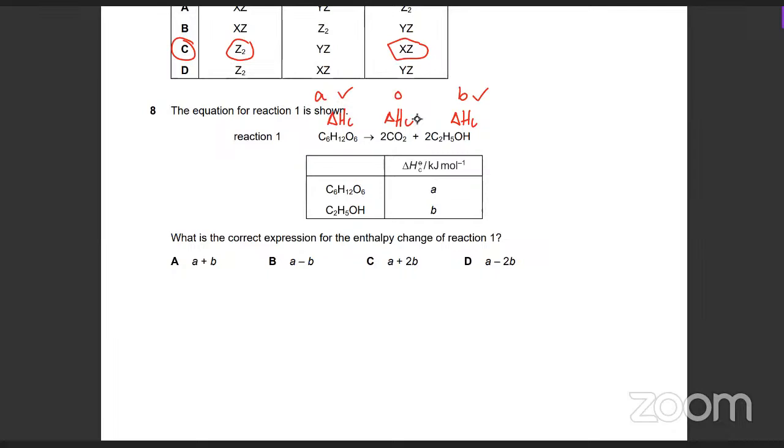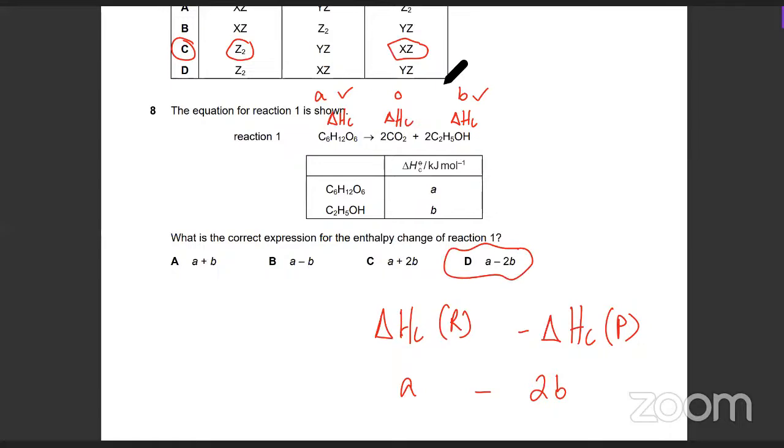If you know the enthalpies of combustion of reactants and products, what's the formula? It's enthalpy of combustion of reactants minus enthalpy of combustion of products. Products minus reactants is for enthalpy of formation. So the reactant in this case is A, and the product in this case is 2B. So it's going to be D, multiplying by 2 as well. Is this clear?